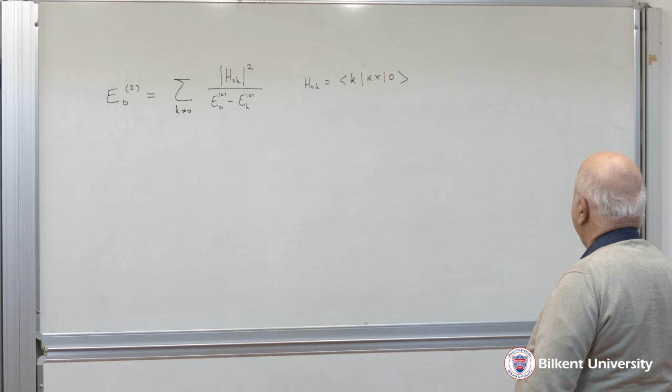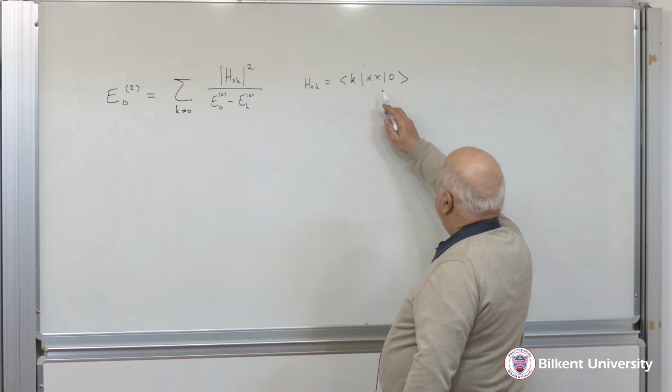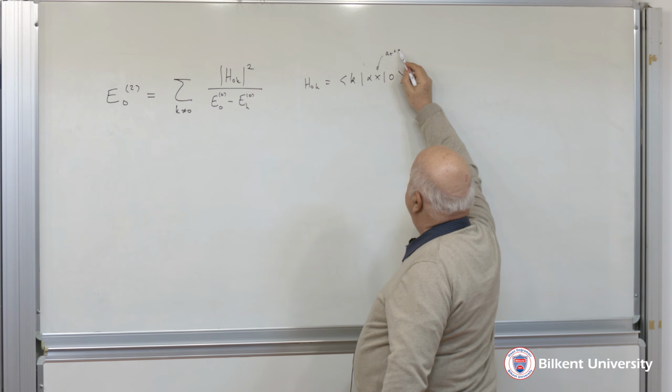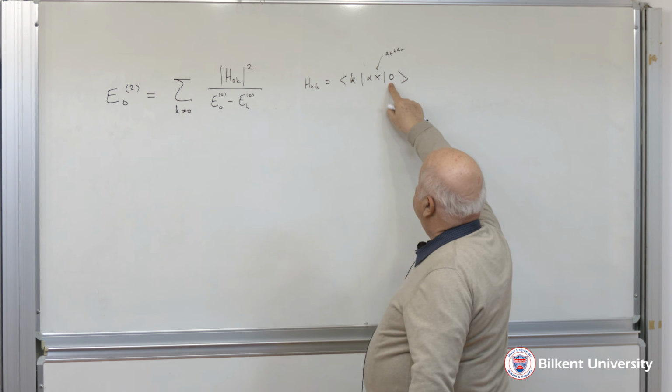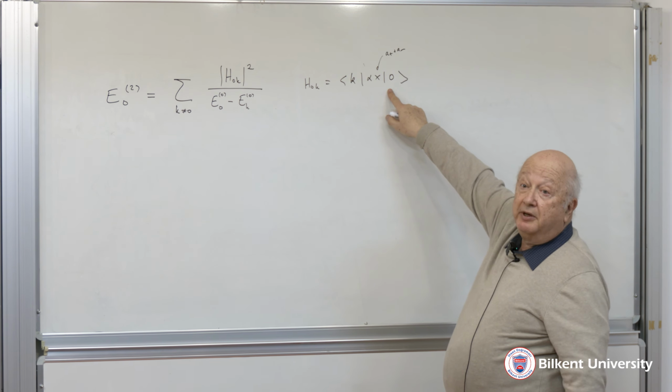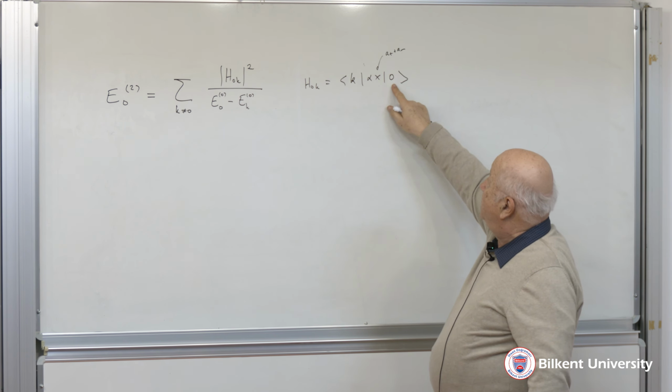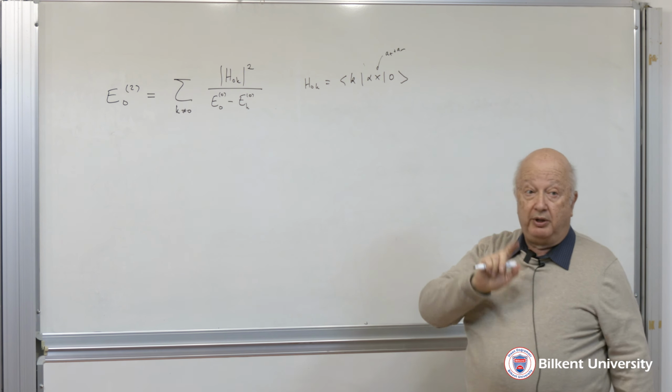Okay, so you see this x is going to contain an a plus and an a minus. So the a minus doesn't help because a minus on the ground state always gives me 0, but a plus is going to give me, okay, 1.